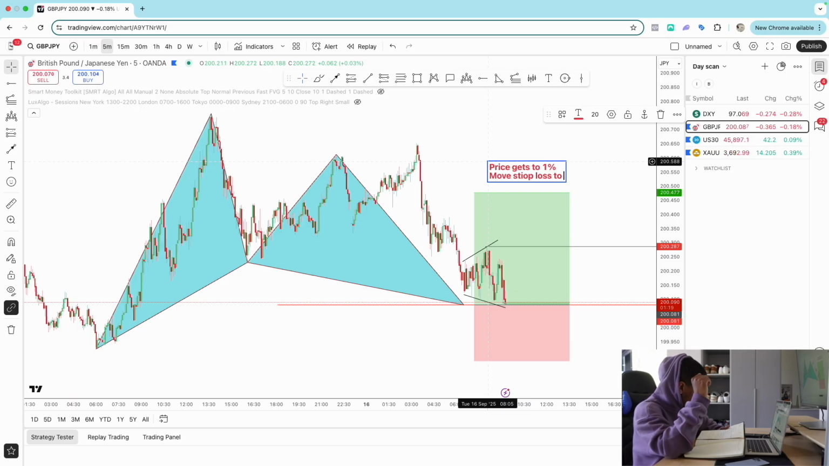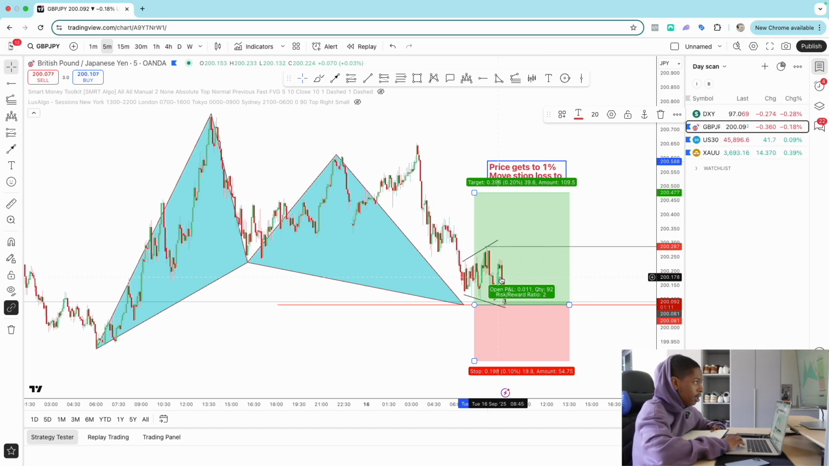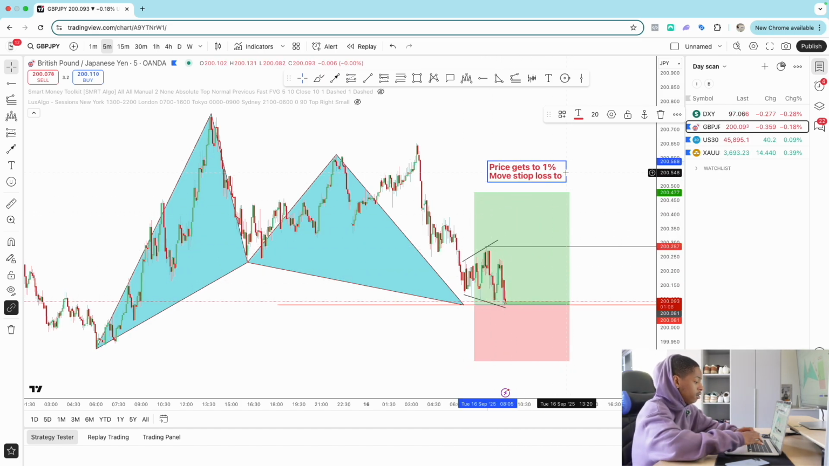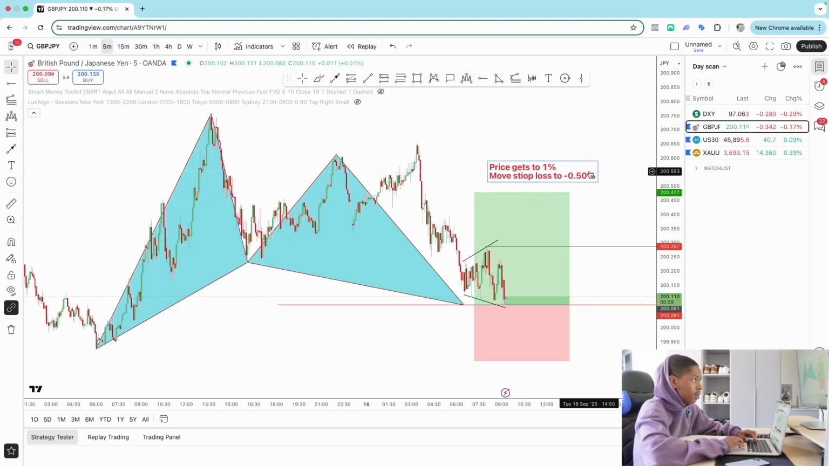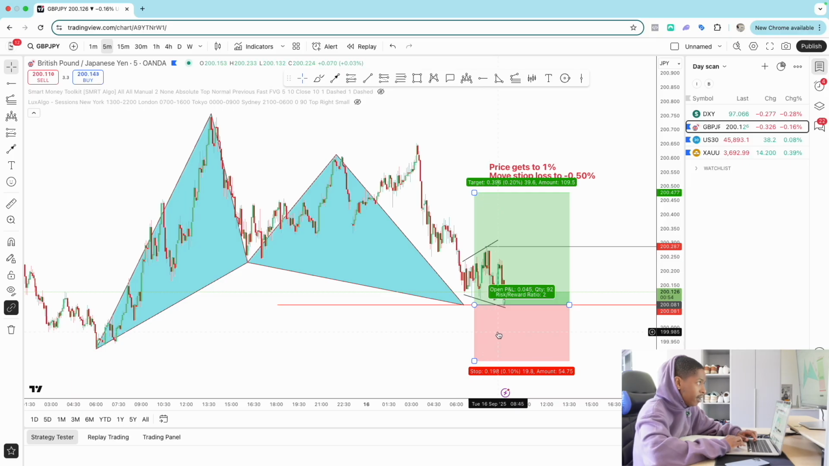So in terms of management, once the trade is at 1%, I'm going to move my stop loss to 50%. So basically, once this trade is here, I'm going to move my stop loss to minus, reducing the risk by 50%. My stop loss is going to come somewhere here.